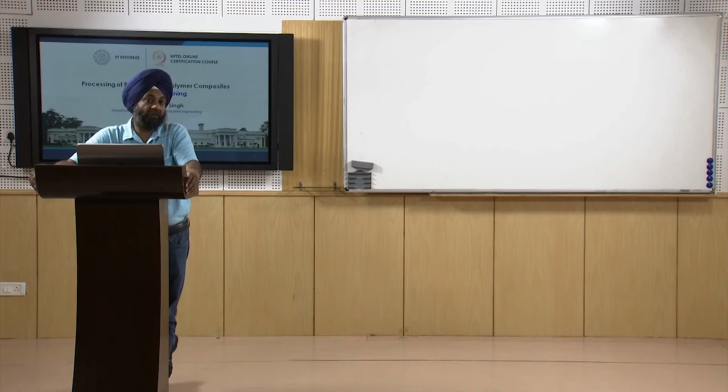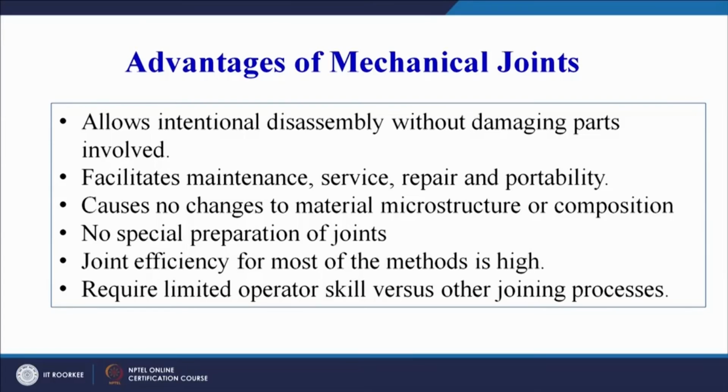One of the disadvantages in case of adhesive joining that we have seen in our previous session was that it requires extensive surface preparation in order to facilitate a joint between the two mating parts, but that kind of surface preparation is not required in case of mechanically fastened joints. Joint efficiency for most of the methods is good. It requires limited operator skills versus the other joining methods. So it is an easier method for joining two composite parts.